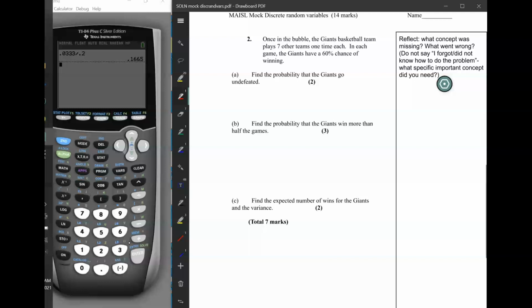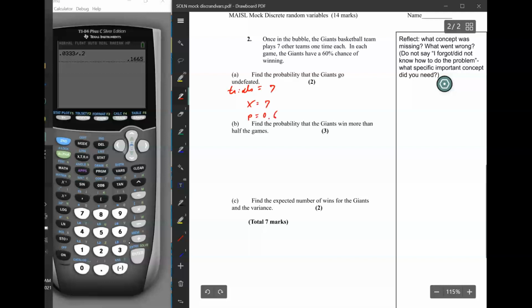There are 2 outcomes possible, winning or losing, right? We know that the number of trials is the number of games, so that would be 7 games, right? There are 7 other teams, and they play each team once. And going undefeated, how many wins is that? That would be 7 wins. So x would be equal to 7, and the probability, of course, is 0.6.